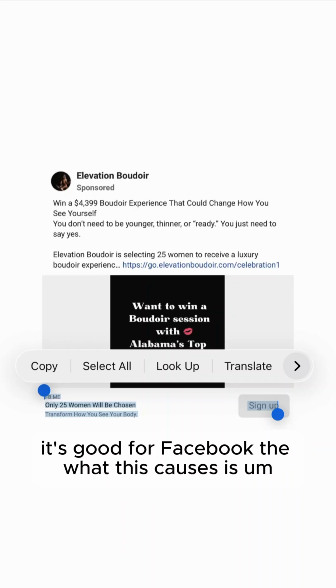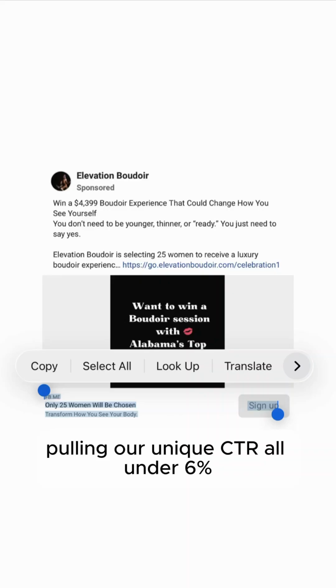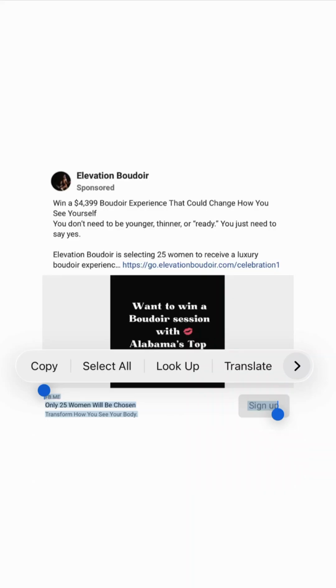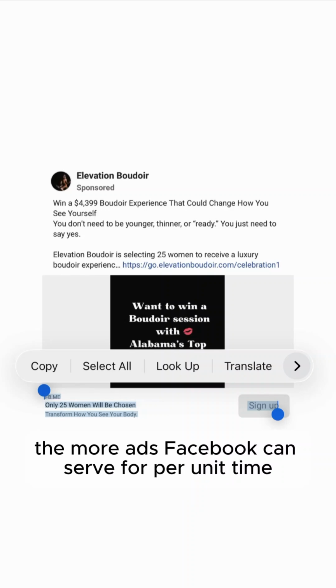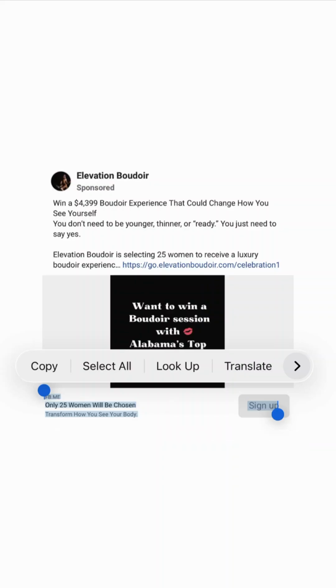What this causes is way more women to scroll by our Boudoir Facebook ads than necessary, pulling our unique CTR all under 6%, and actually increasing the probability we have BLCS. And that is because, well, the flip side, the more women scroll by our ad per unit time, the more ads Facebook can serve per unit time. That's why Facebook wants us to fill this out. It makes Facebook more money per unit time.